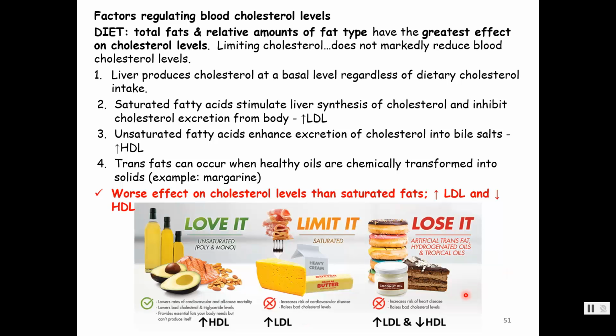Trans fats you want to completely lose because it's a double whammy basically. So you're going to get an increase in the lousy kind, low density lipoproteins, and you get a decrease in the healthy kind. And so that is one of the reasons why just totally eliminating trans fats would be a good thing for everyone.